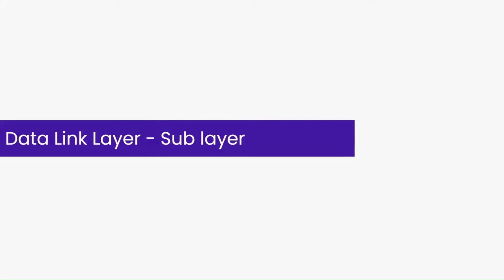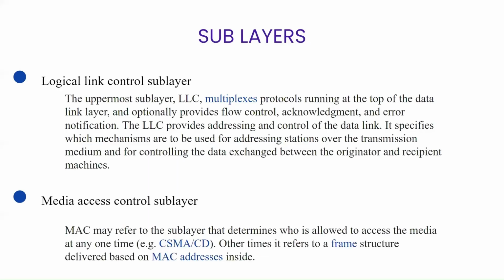In this slide, we are looking at data link layer sub-layers. The data link layer sub-layers are two. We have the logical link control sub-layer. The logical link control sublayer is the uppermost protocol, and it runs at the top and provides flow control, acknowledgement, and error notification in the network. The LLC provides addressing and controls of the data link.